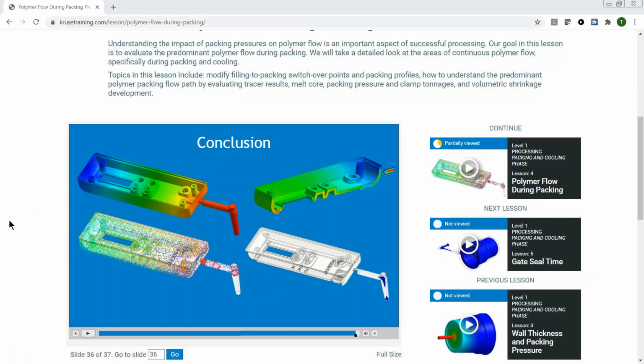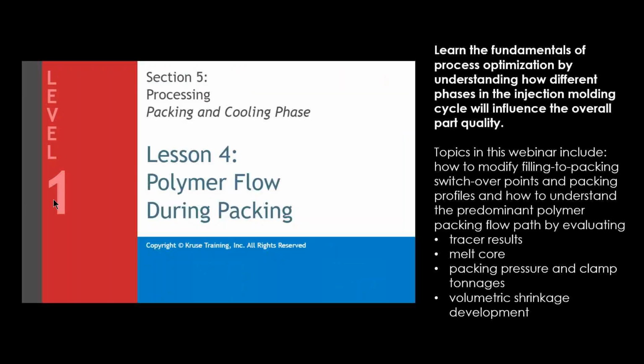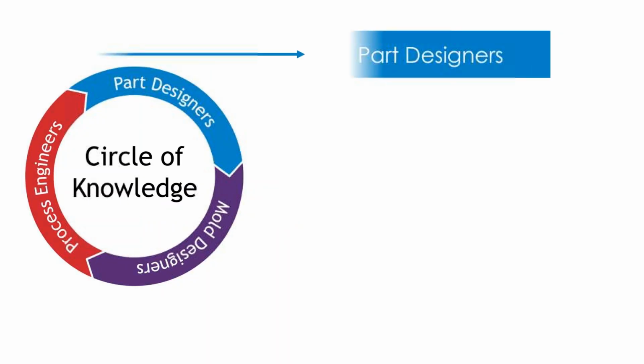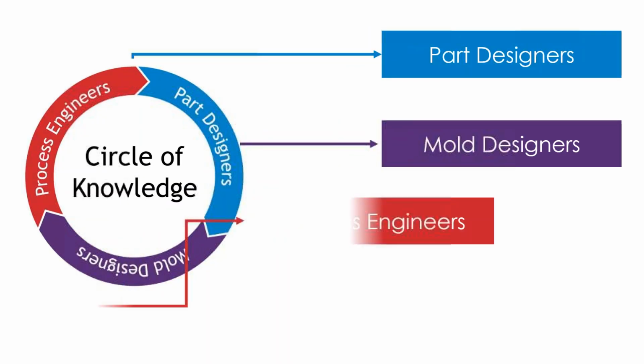Okay, so what we've just learned in this lesson was very important: that the packing pressure, switchover point, packing pressure, causes a packing flow. That packing flow will determine volumetric shrinkages, which will determine, yes, you guessed it, dimensional stability in the part. So it is important to understand this behavior to make the right choices at the molding machine, okay? So that's what we have today.